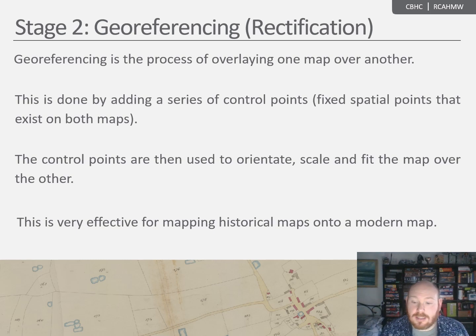Once we've got our digitized map, the next process is what we call georeferencing the map over a modern map. This is a process by which we take the historic map and use a number of control points, usually corners of fields or features that exist both on the historic map and the modern map, and then we use those points to orientate it to the modern map, and that will stretch, warp and fit the historic map to the modern map to make it geographically accurate.